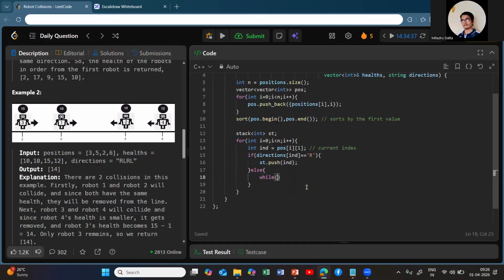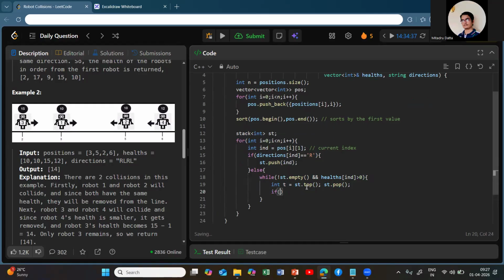So while the stack has some value, while it is not empty, and my current health is also positive, if my current health is only reducing but still greater than 0, then I can see the elements from the stack and see what happens to them. So this is an index from the stack, so I take stack dot top, stack dot pop. I also remove this value from the stack.